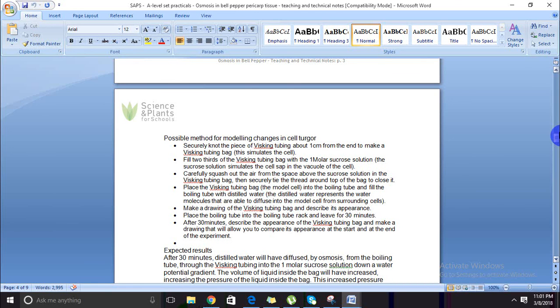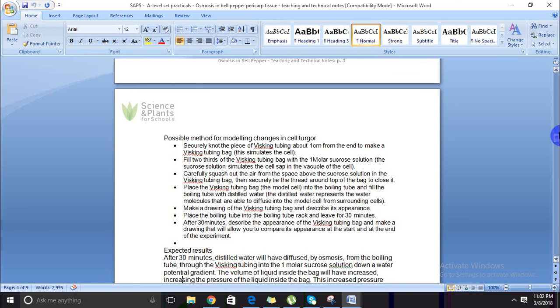You need to carefully squash out the air from the space above the sucrose solution in the Visking tubing bag. Then securely tie the thread around the top of the bag to close it. You need to place a Visking tubing bag, which is acting as a model cell, into the boiling tube and fill the boiling tube with distilled water. The distilled water is representing the water molecules that are able to diffuse into the model cell from surrounding cells.